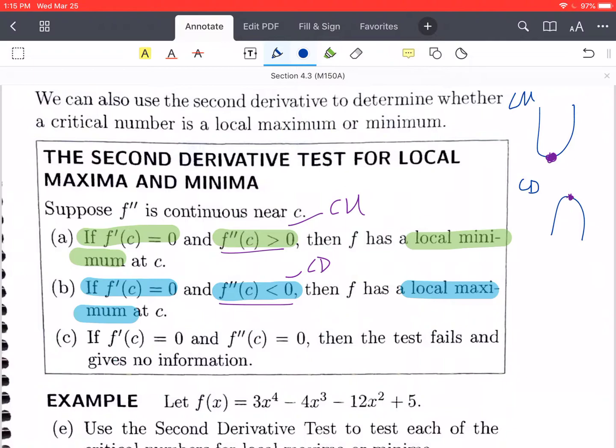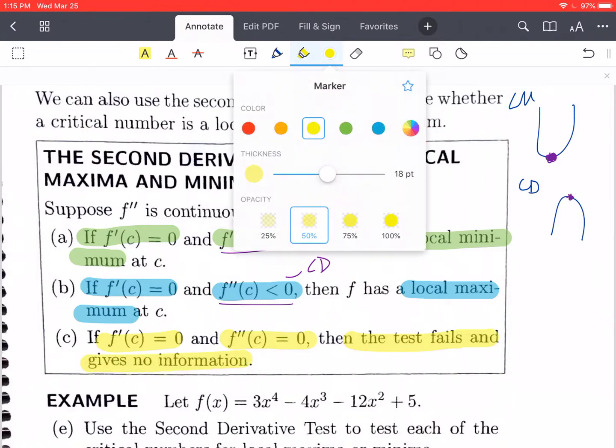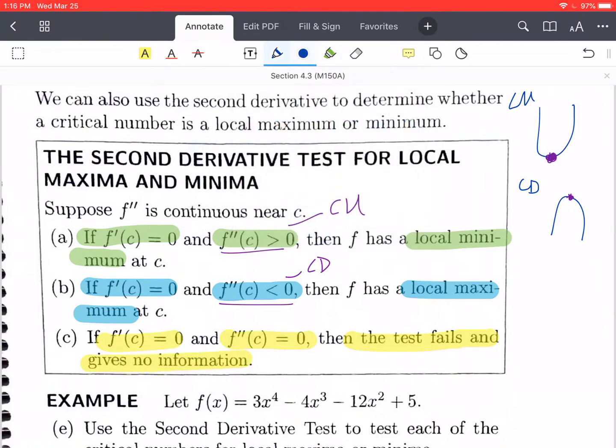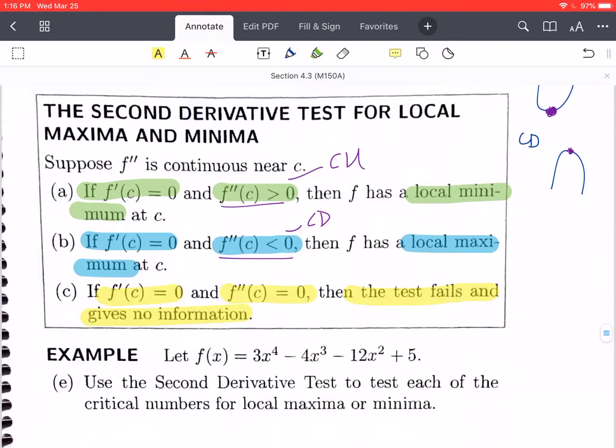The only thing about the second derivative test that we have to be careful with is that if f prime of C is 0 and f double prime of C is also equal to 0, then the test fails and gives no information. It's inconclusive, because that tells us it's also an inflection point, and then we need more information. At that point, we would go back and use the first derivative test instead. So again, concave up means we're at the bottom, the minimum. Concave down means we're at the top, so we're at a maximum.